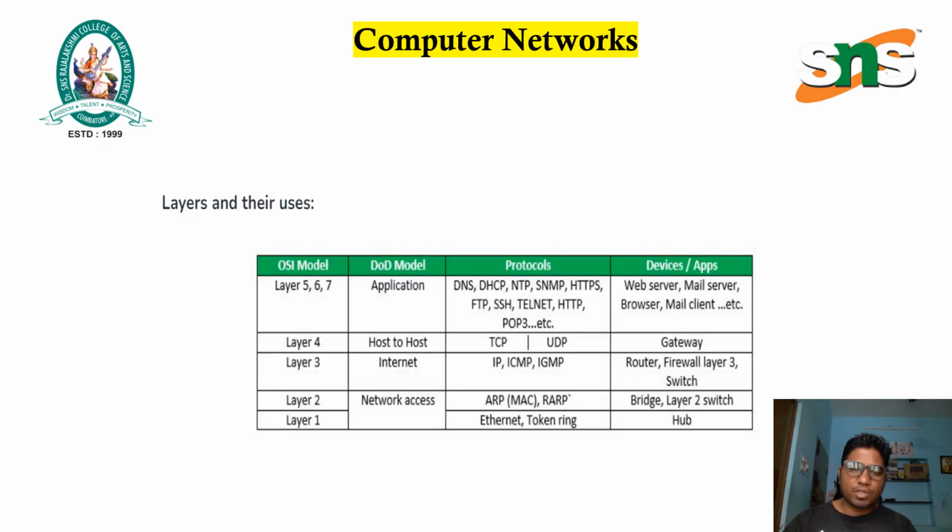Layer 4 is host to host. It uses TCP and UDP. Its device is the gateway. Layer 3 is the internet layer. It uses IP, ICMP, and IGMP. Its devices are the router, firewall, and layer 3 switch. Layers 2 and 1 are the network access layer. It uses ARP, RARP, and MAC, Ethernet, and Token Ring as protocols. Its device is the hub.